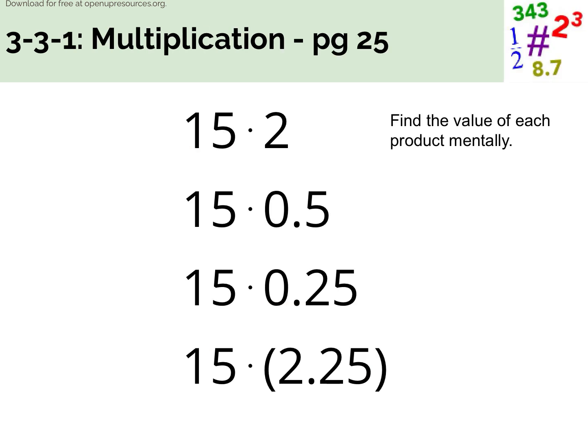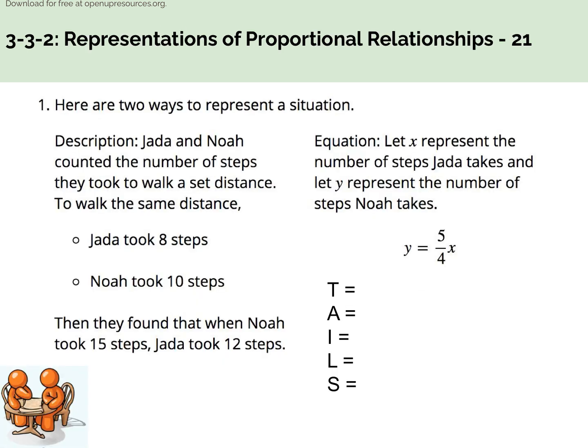All right, on page 21, sorry, I didn't change that one. Let's go ahead and do these. So 15 times 2, okay, grab a calculator. Well, that's 30. 15 times 0.5, okay, that's 0.75. 15 times 0.25, that is 3.75. And then 15 times 2.25 is 33.75. So getting our brains warmed up as far as math and just kind of doing that general stuff. All right, so let's turn to page 21.